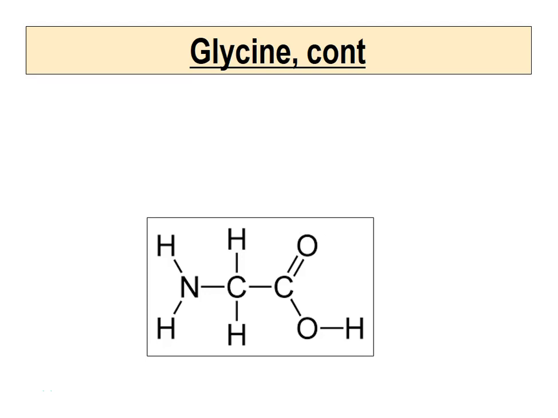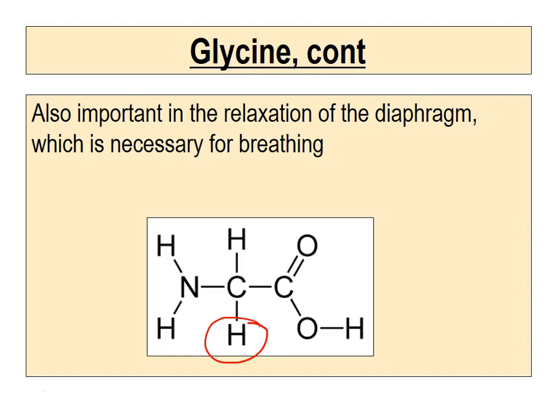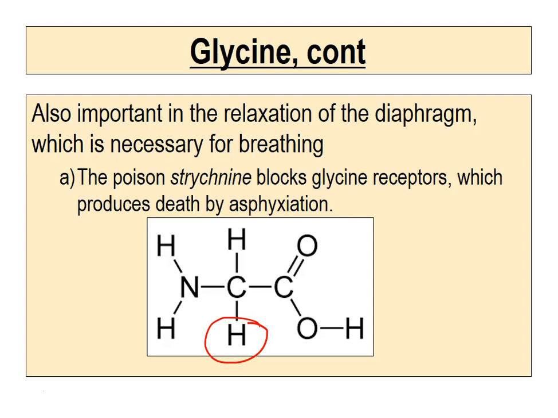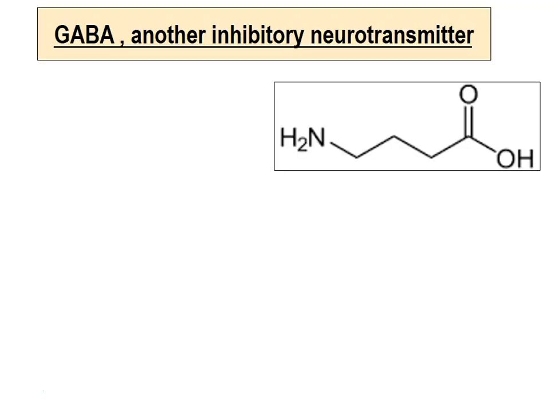There's a picture of it there. Actually, glycine is the most simple amino acid. Its R group is only a hydrogen atom. Because it's inhibitory, it's been found to be involved in relaxation of the diaphragm muscle, which is required for breathing. And the poison strychnine blocks its receptors, which is why people die of strychnine poisoning, death by asphyxiation. And then GABA is another inhibitory neurotransmitter.